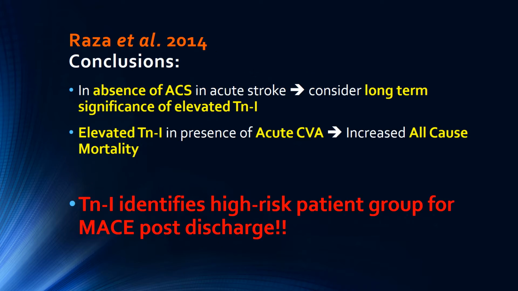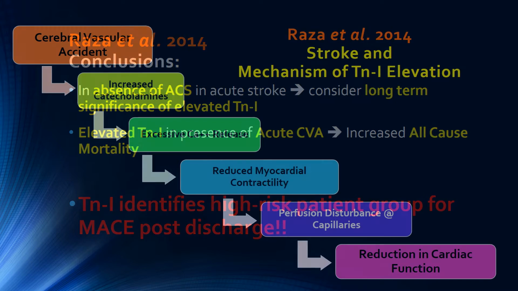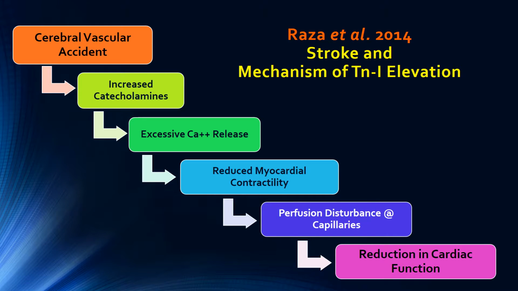All right, further conclusions here. So again, in the absence of ACS and acute stroke, consider the long-term significance of the elevated troponins. Elevated troponins in the presence of acute ischemic stroke lead to increased all-cause mortality, and TNI identifies these high-risk patient groups for MACE post-discharge. And the final thing that I want you to take from this article is this cascade here that shows the actual potential mechanism that causes the elevated troponins in cerebral vascular accidents and ischemic strokes.